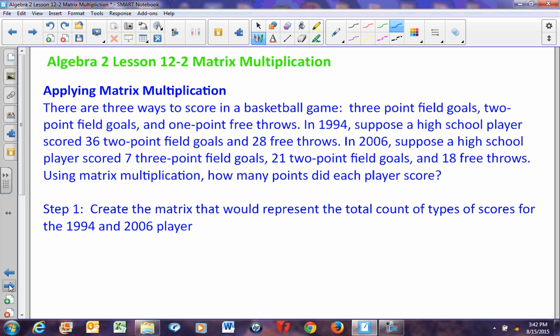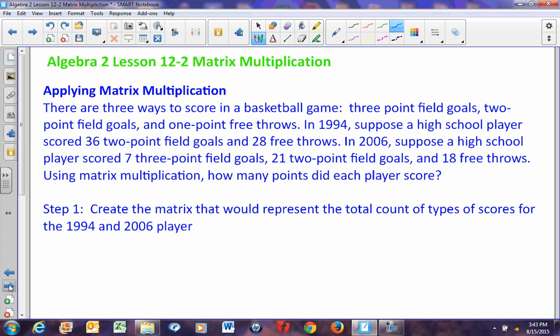Okay. There are 3 ways to score in basketball games: 3-point field goals, 2-point field goals, and 1-point free throws. Yes, they are called field goals for those of you who do not know anything about basketball and think I'm talking about football. They actually call them field goals. In 1994, suppose a high school player scored 36 2-point field goals and 28 free throws. In 2006, suppose a high school player scored 7 3-point field goals, 21 2-point field goals, and 18 free throws. Using matrix multiplication, how many points did each player score?